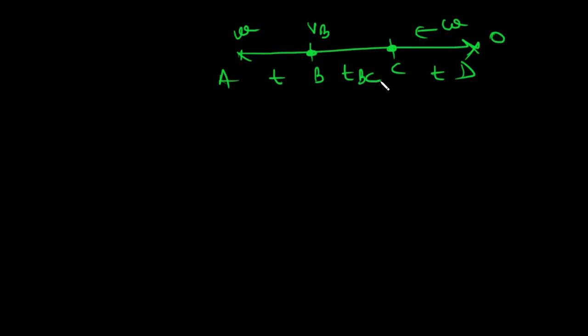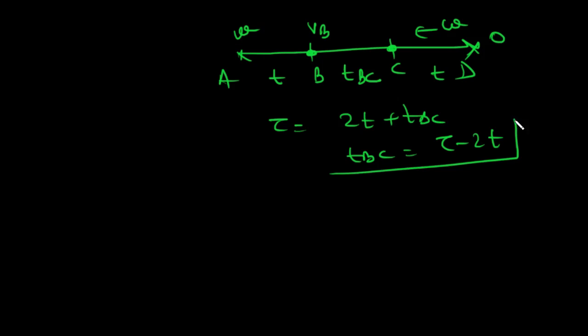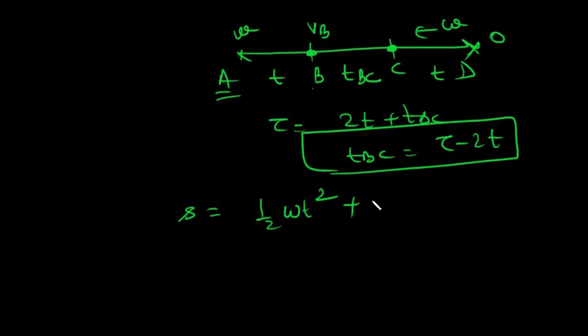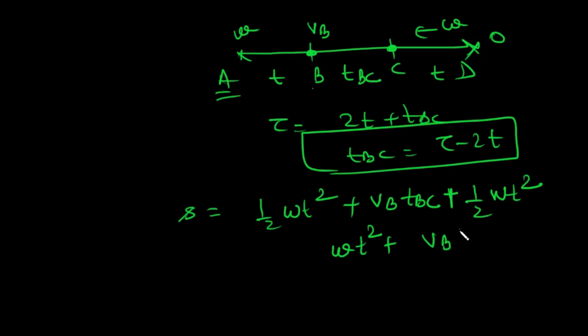Now, let us say this is TBC. So what is tau? Tau is 2T plus TBC. What is TBC now? Tau minus 2T. What was the distance traveled now? Total distance would be equal to half WT square for A to B. Then for B to C, this would be VB times TBC. And then plus half WT square, as I have already told you. So this would be WT square plus VB times time taken from B to C.